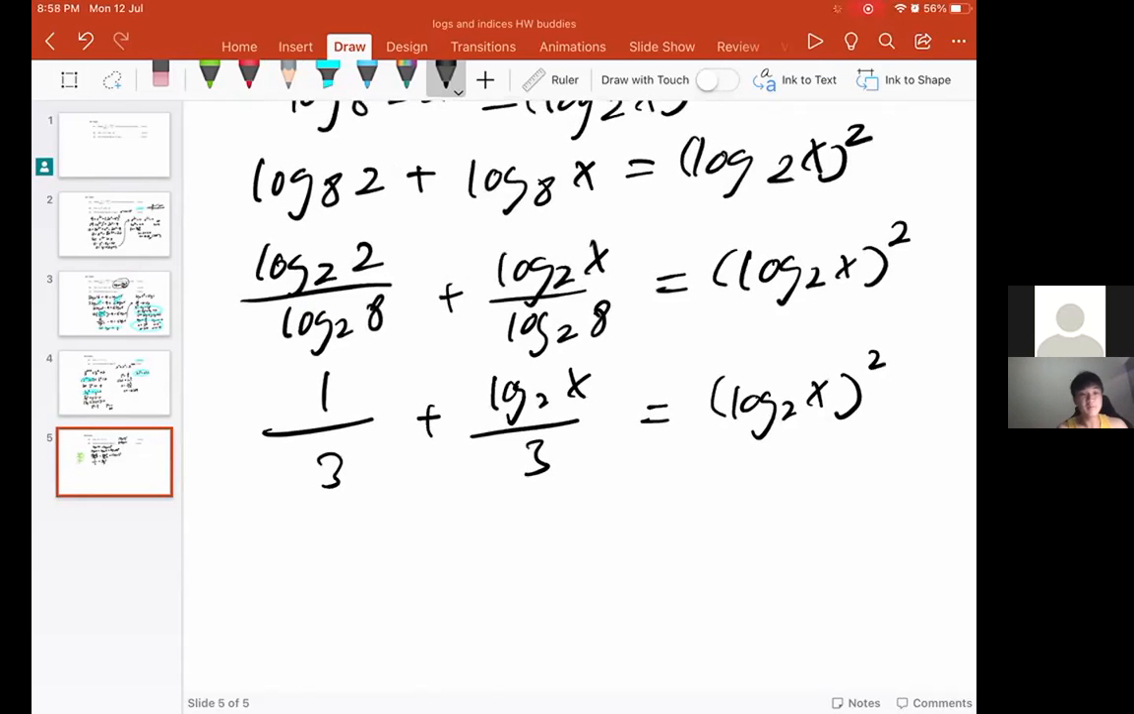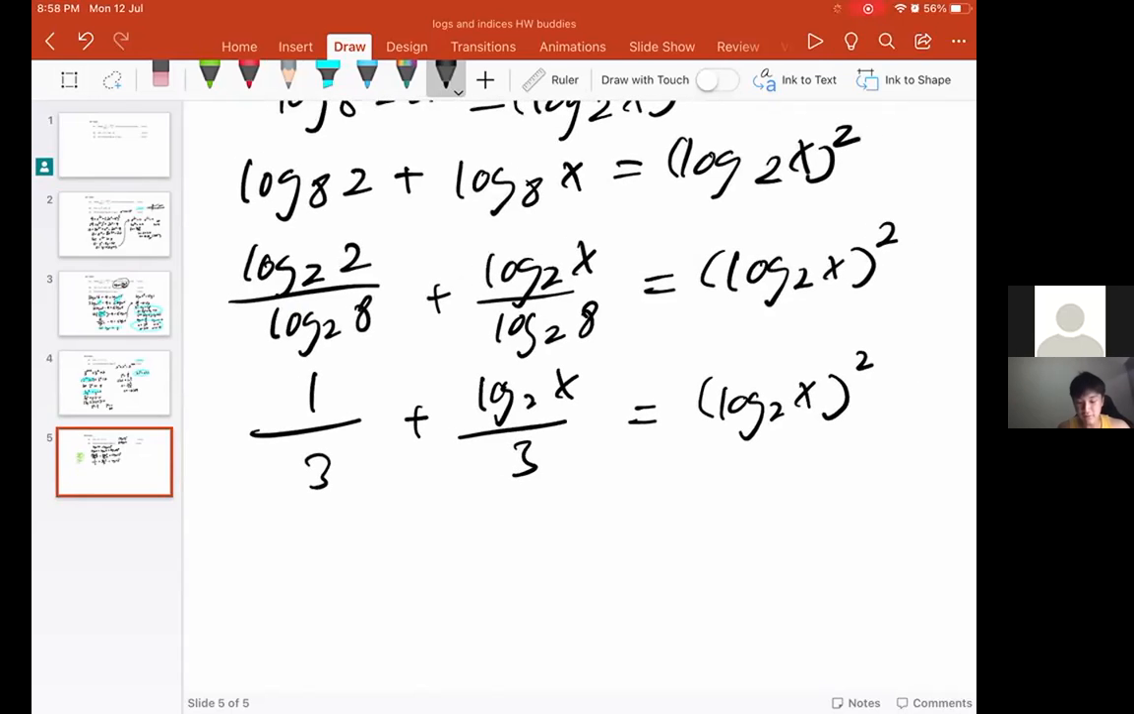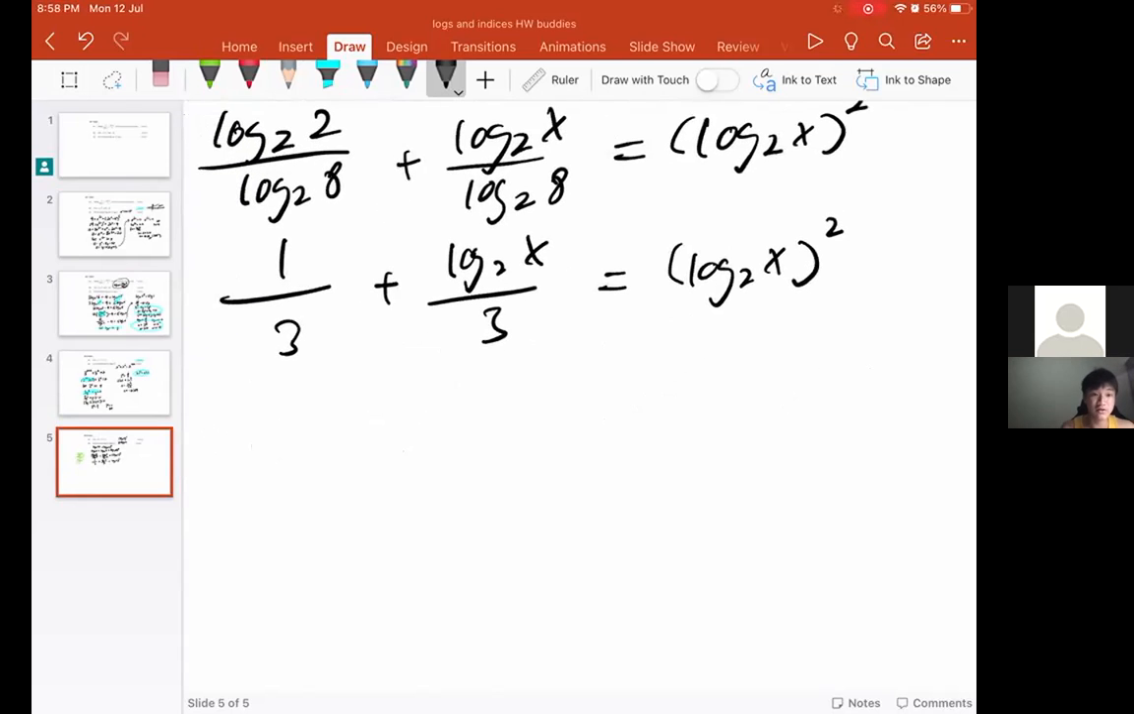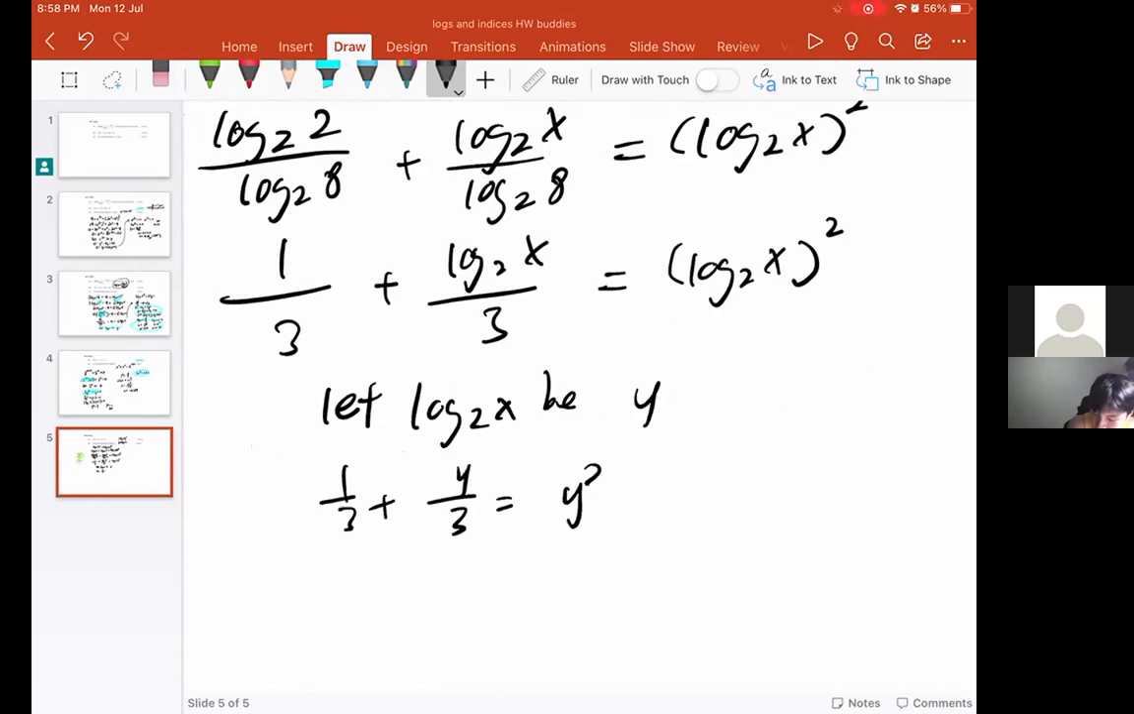Now we can start to see some semblance of a quadratic equation in the fact that log 2x is a squared value. So we do something similar to the questions just now, which is a substitution. We say let log 2x be y. So 1/3 plus y over 3 equals y squared. Multiply the equation throughout by 3. So we have 1 plus y equals 3y squared. 3y squared minus y minus 1 equals 0.